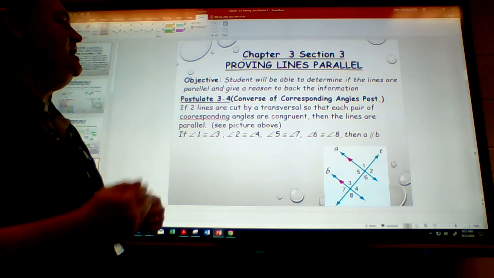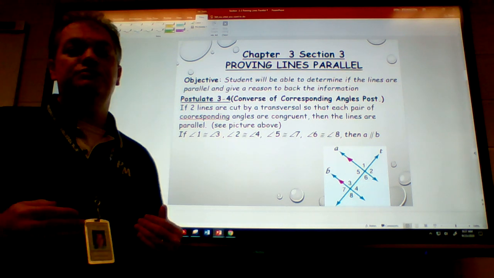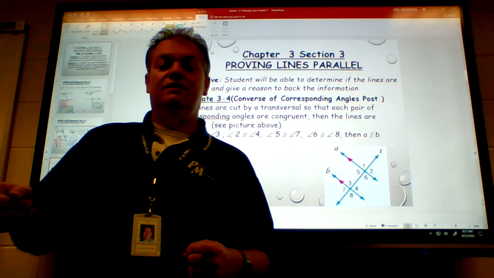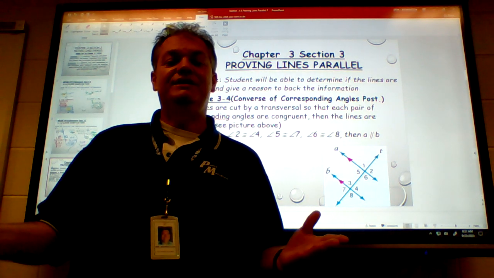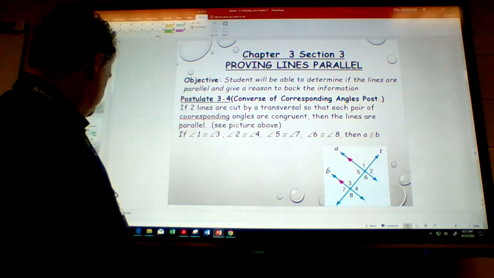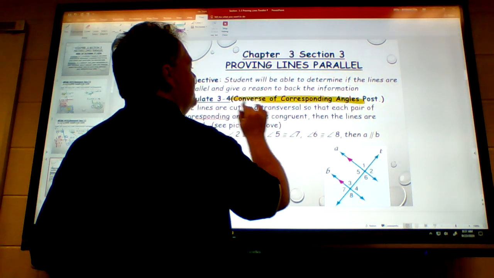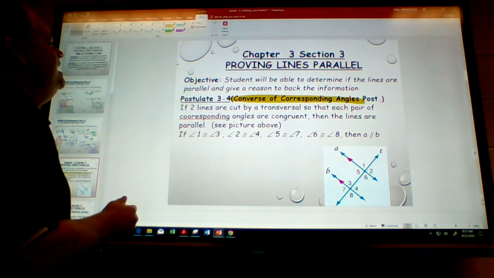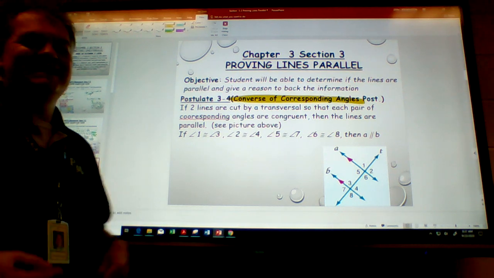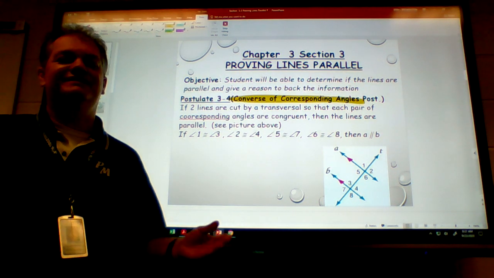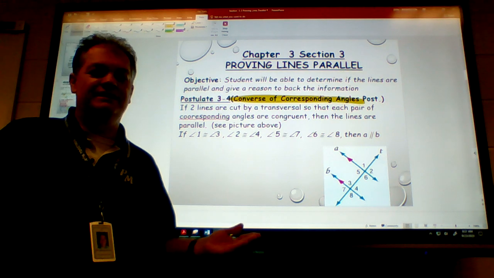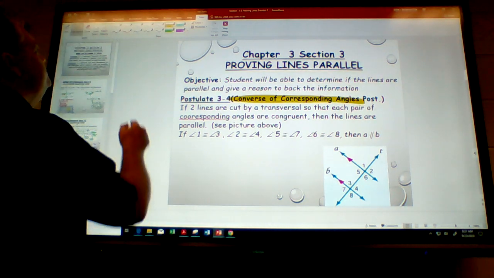Before we said if the lines were parallel, then the respective angles were congruent. Well, we're going to flip that. What's it called when you flip a conditional statement? It's called a converse. So the converse of corresponding angles. Now, it's a postulate in some books, and in some books it's a theorem. At this point, I don't care which one it is. Just know it's the converse of corresponding angles.